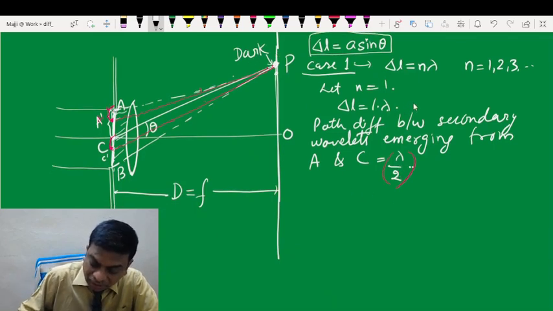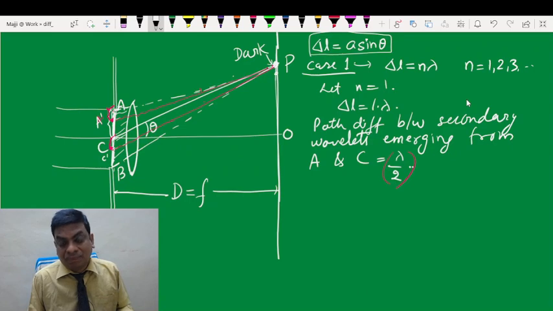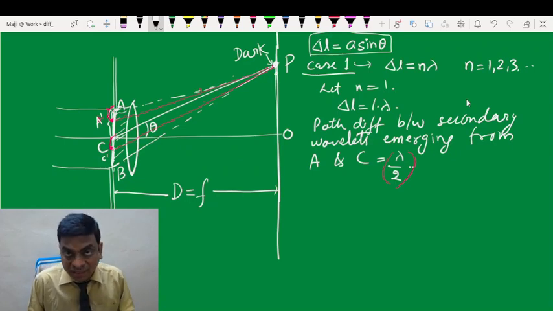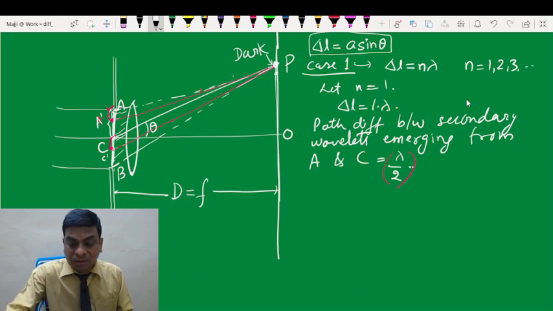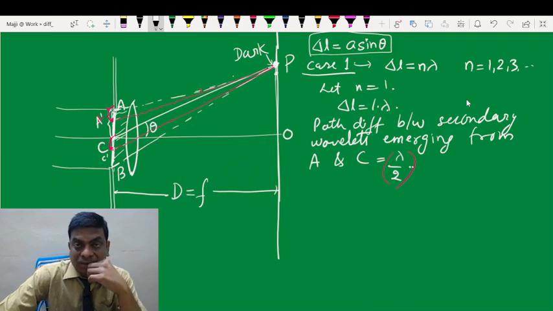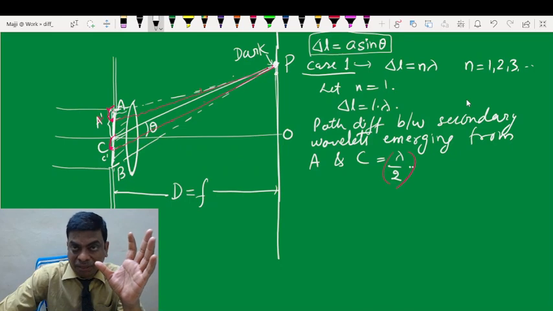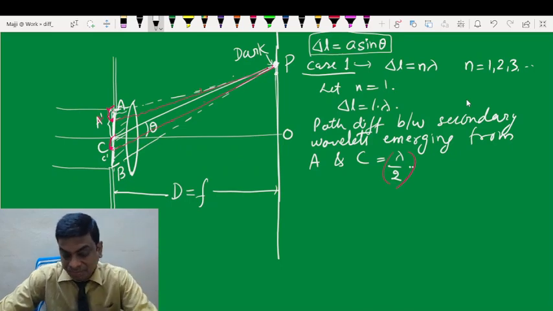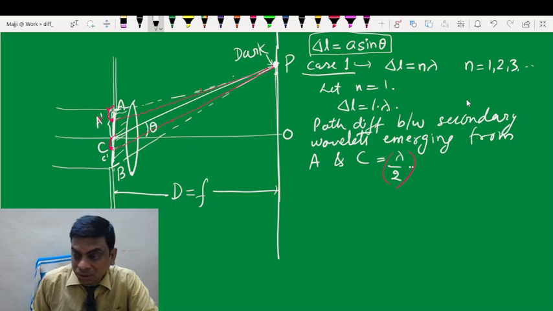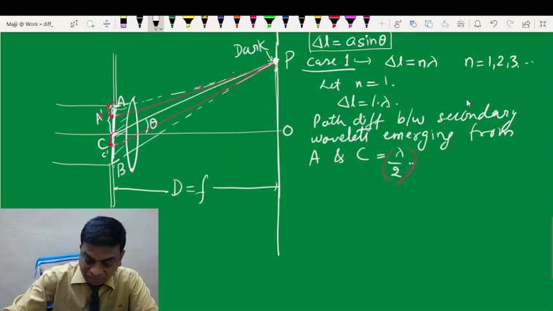Okay. Similarly, n could be 2, 3, 4, anything. So that will mark the positions of the first secondary minima, second secondary minima, third secondary minima, and so on. Now they are all known as secondary minima. Why the name secondary is used? Because the fringes are not absolutely dark. Some light does exist there. They are not completely dark. Hence, they are not named as primary minimum or something. They are named as secondary minimum. Plural of minimum is minima. So all of them will correspond to secondary minima.